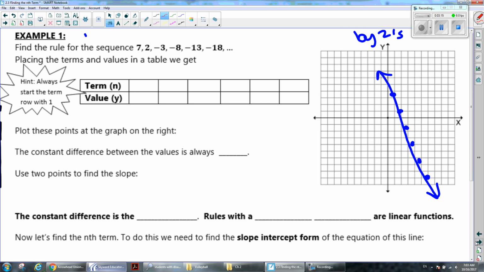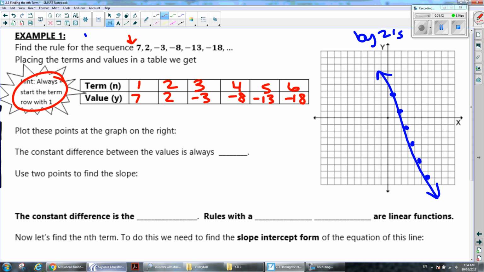So if we wanted to find the rule for the sequence listed there, it would help us to place the terms and values in a table. Okay, so this hint says always start the term row with 1. You have your first term, second term, third term, fourth, fifth, and sixth. Okay, well here was our first term, 7. Our second term was 2. Our third term is -3, -8, -13, -18.